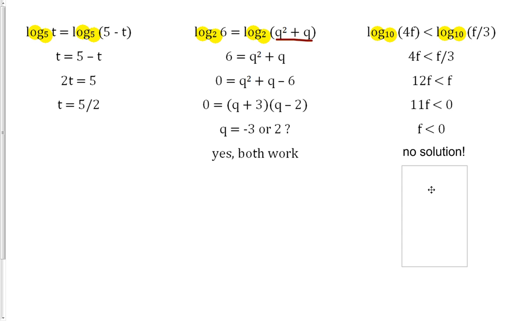So therefore, we actually have no solution, because there is nothing in this range here of f being less than 0 that we can plug in and make this inequality work, because we'd be taking the log of a negative. So that f is less than 0, all of those answers are extraneous, so there is no solution to this problem.